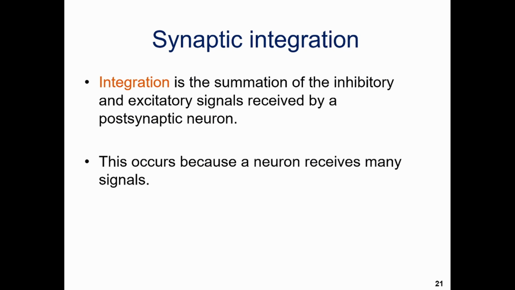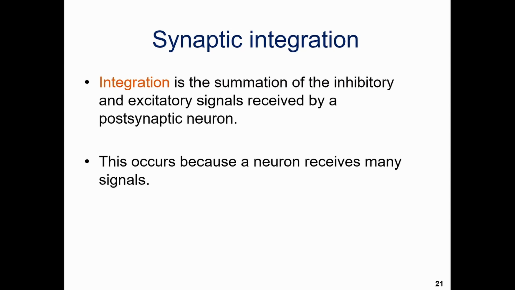Integration is what happens when you have many signals being accepted by one neuron. So we've been talking about it in a very singular format. One neuron is talking to another. But in reality, a single neuron is going to get many signals from many other neurons. Multiple neurons are connected together. And so how does a neuron decide what to do when it has all of these signals coming in and some of those signals probably conflict?